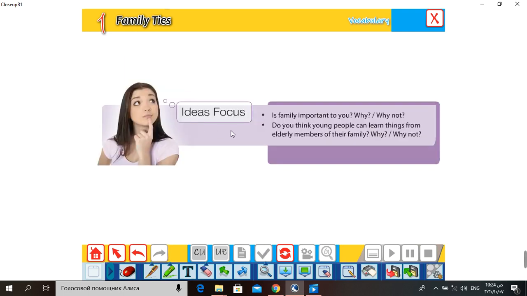I need you to have this question in mind and think about it for next time. Is family important to you? Why and why not? Tell me. Do you think young people can learn things from elderly members of their family? Again, why and why not? If you have a grandmother or a grandfather, or even the father of your grandfather, do you think you can learn things from him? Why or why not?